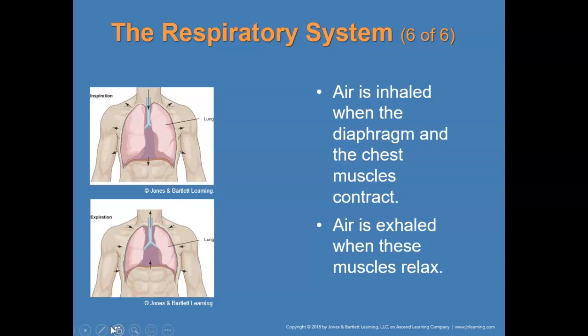Air is inhaled when the diaphragm and the chest muscles contract. Air is exhaled when these muscles relax. So it's just kind of showing you, the top picture is inspiration, where they're breathing in, and the expiration is the bottom one, breathing out, and what their lungs look like in those situations.